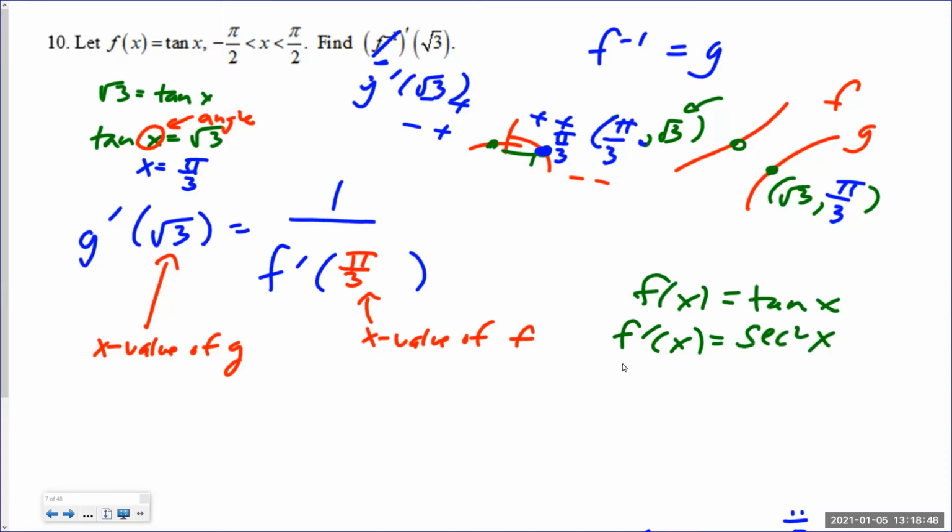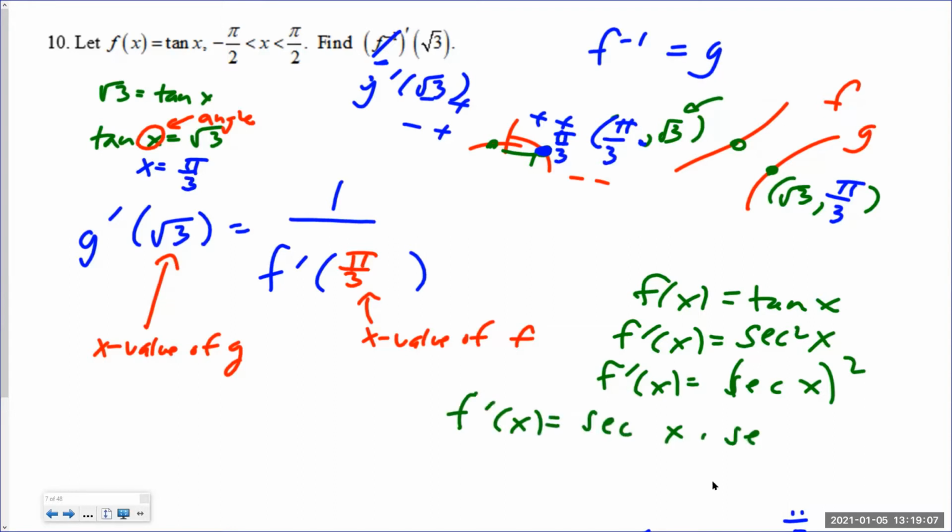Now, I don't like this notation. This notation is very hard to understand. What you have to know is that secant x is really the quantity secant x, okay? And if you square it, the square goes on the outside like that. So f prime of x is really secant x times secant x. And the reason I'm spelling this all out is because now I have to replace x with pi over 3. So f prime of pi over 3 is equal to secant pi over 3 times secant pi over 3. Okay, take it one step at a time.